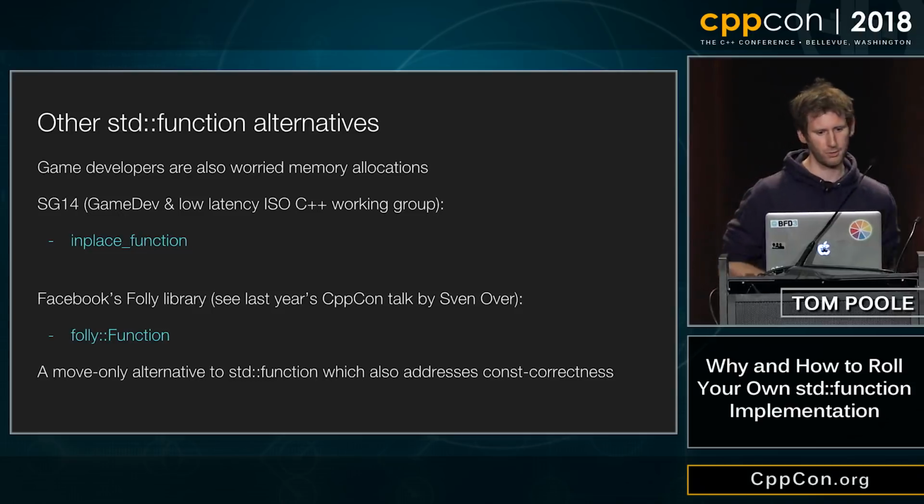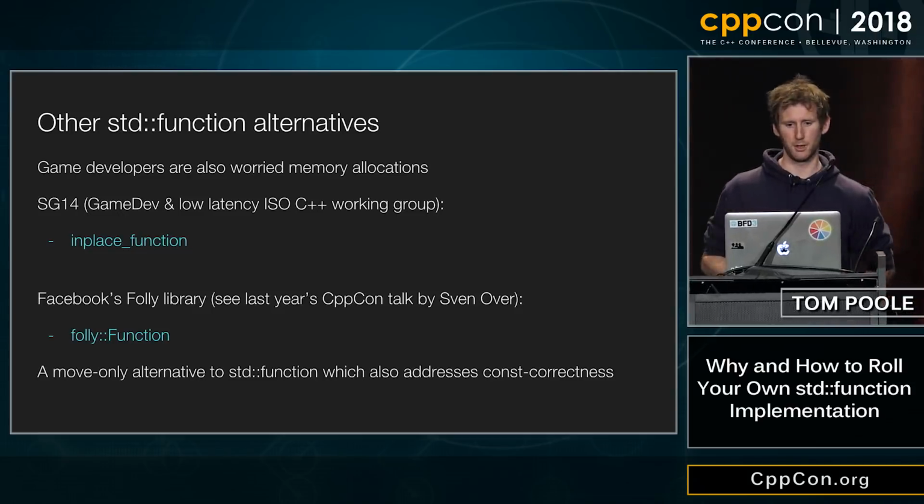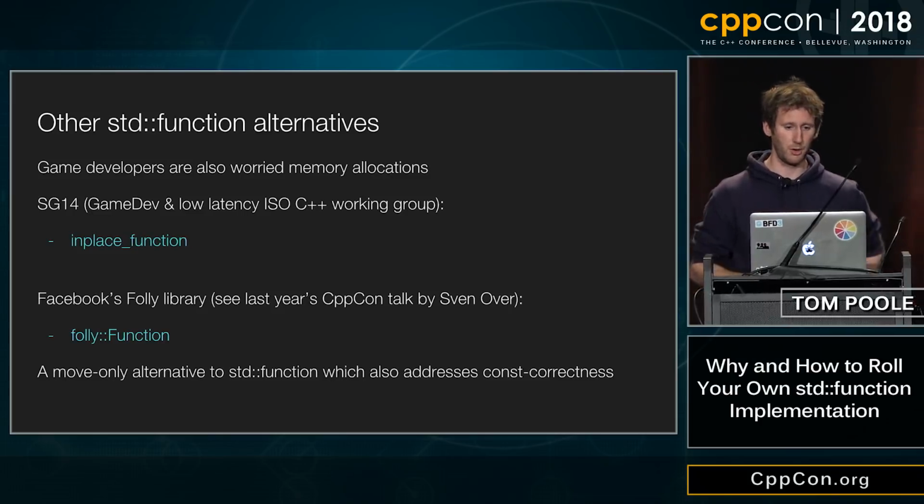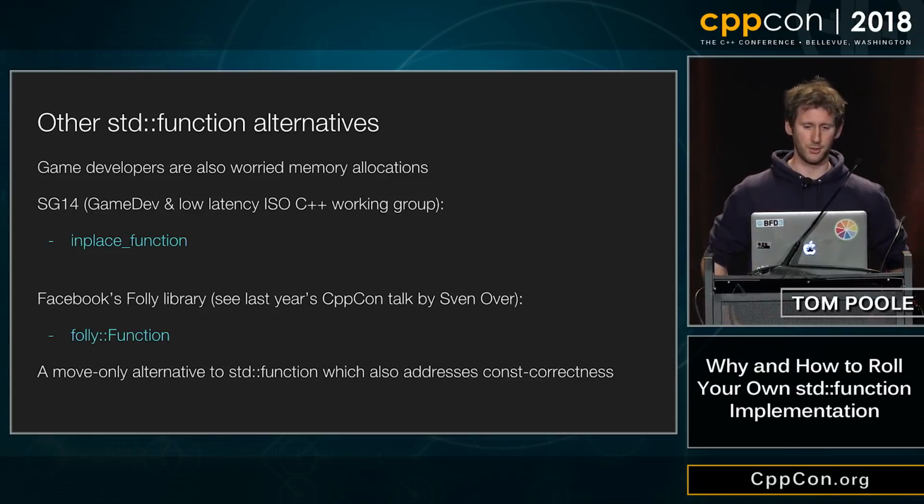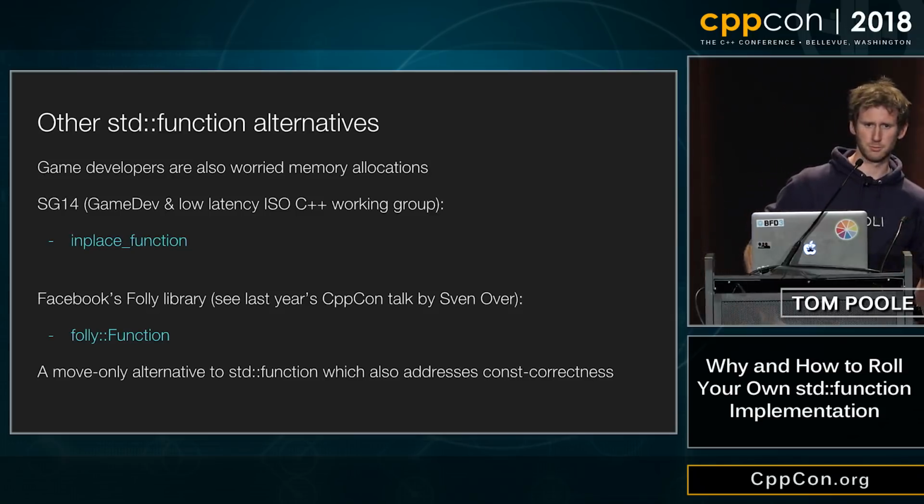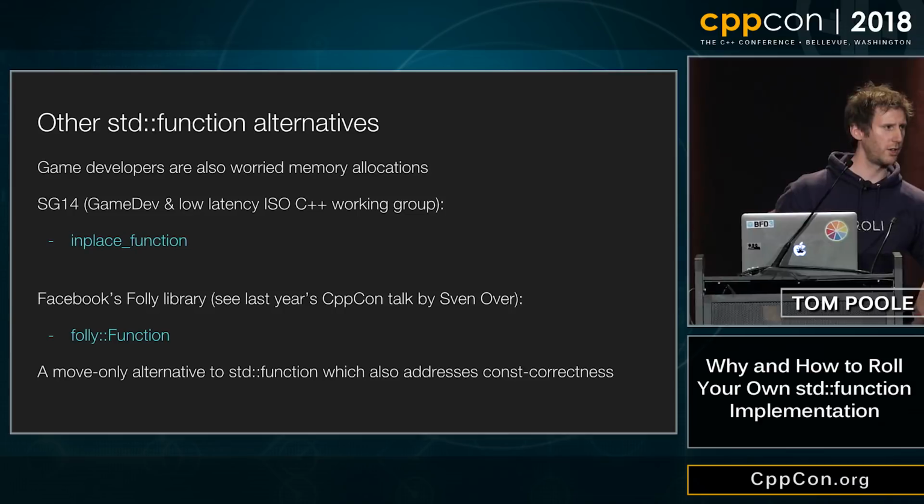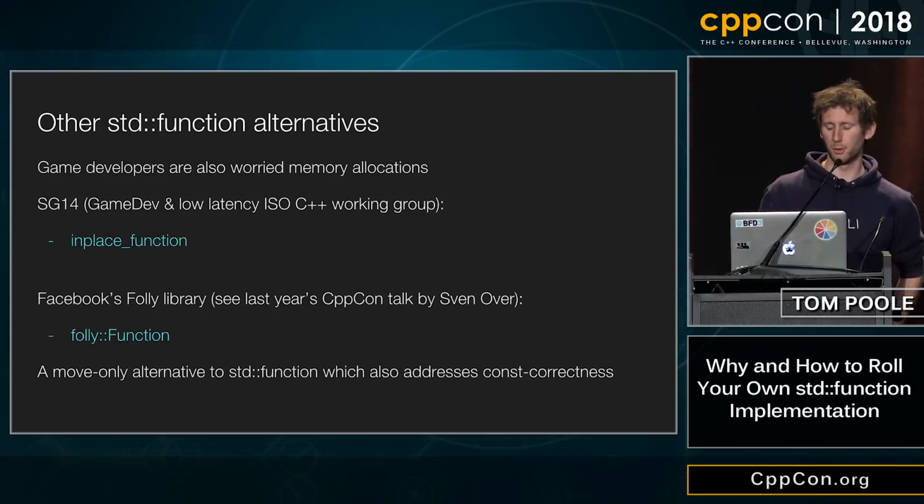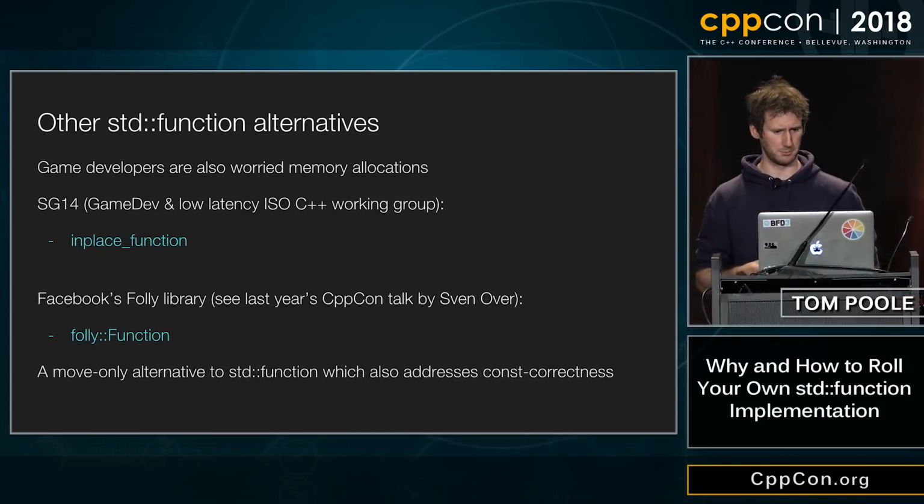We are not the only people worried about these similar concerns. So the Game Dev and Low Latency Working Group has something called in-place function. In-place function is a std::function alternative that is guaranteed that it will never allocate. It essentially uses this small buffer for everything. And that's the direction that this talk is going to go in.